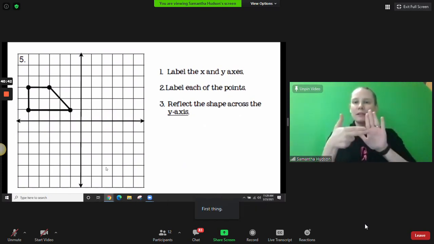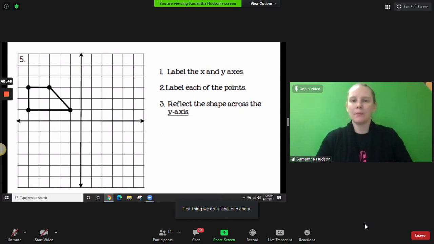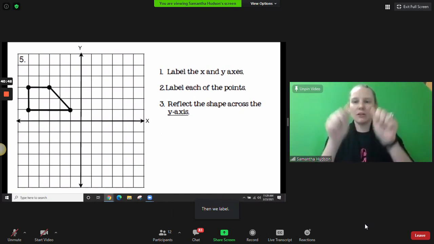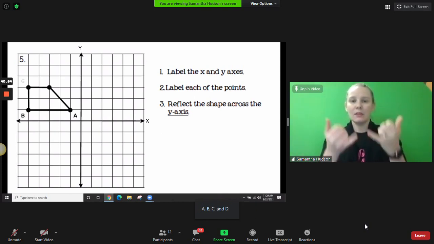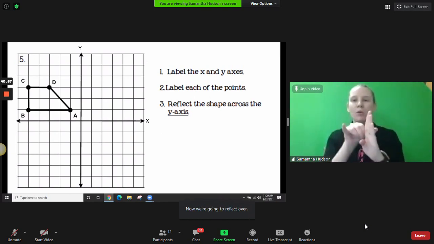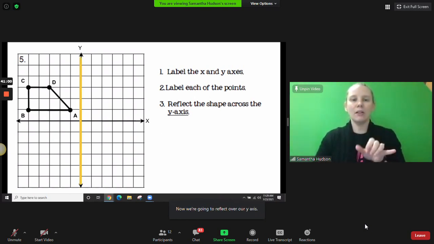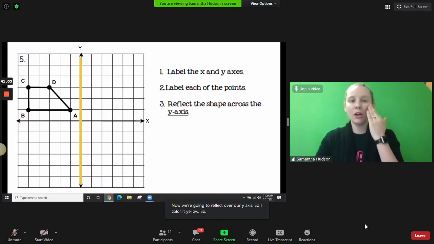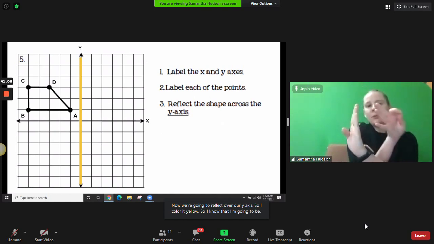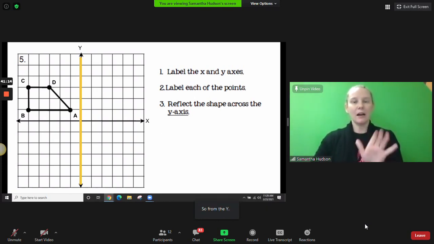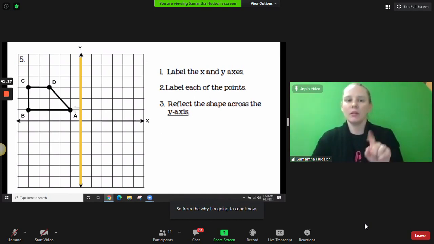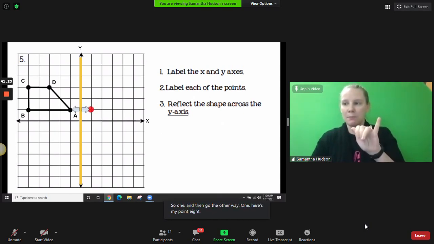So the first thing we do is label our x and y. Then we label the points on our shape, A, B, C, and D. Now we're going to reflect over our y-axis. And so I color it yellow. So I know that I'm going to be flipping my shape backward. So from the y, I'm going to count now. So 1, I'm going to go the other way, 1. Here's my point, A prime.